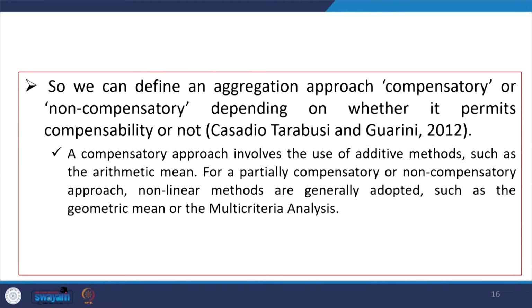So we can define an aggregation approach as compensatory or non-compensatory depending on whether it permits compensability or not. A compensatory approach involves the use of additive methods such as the arithmetic mean we usually use. For a partially compensatory or non-compensatory approach, non-linear methods are generally adopted, such as the geometric mean or multi-criteria analysis.